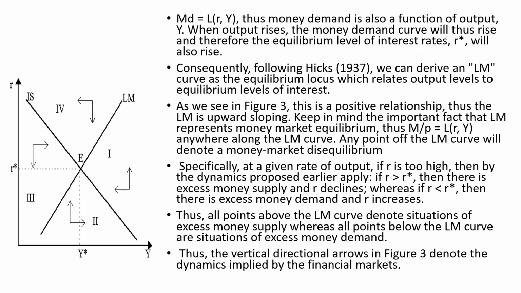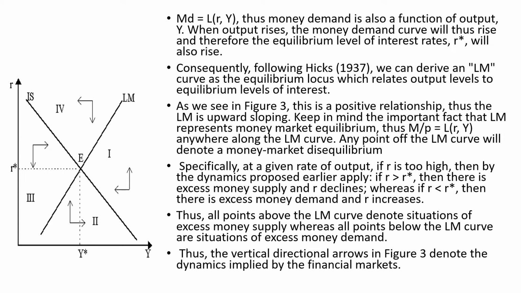Here, demand for money MD is equal to L(R, Y). This is something which we have already discussed, which shows that the money demand is a function of output Y. When output rises, money demand will also rise, and therefore the equilibrium level of interest rate R star will also rise. So following Hicks, we can say that the LM curve is actually the locus which relates output to equilibrium levels of interest. The positive relationship shown here means that LM is sloping upward.